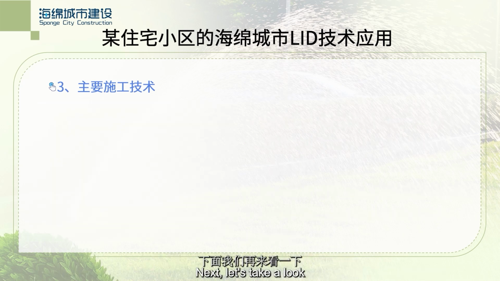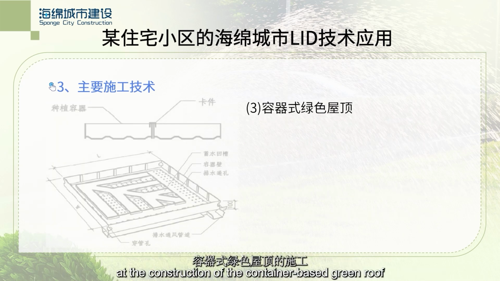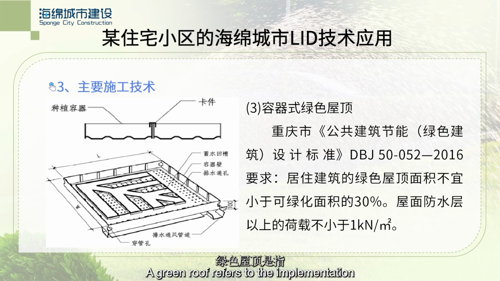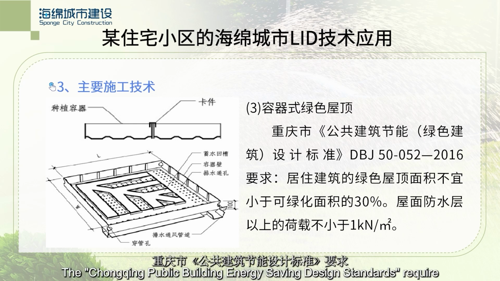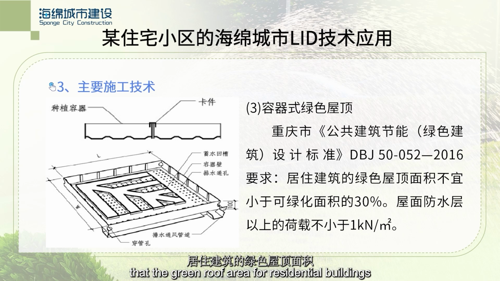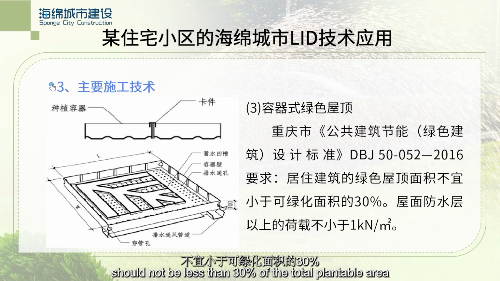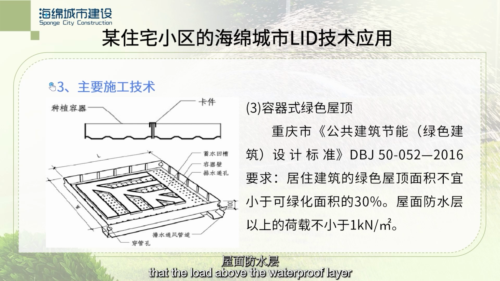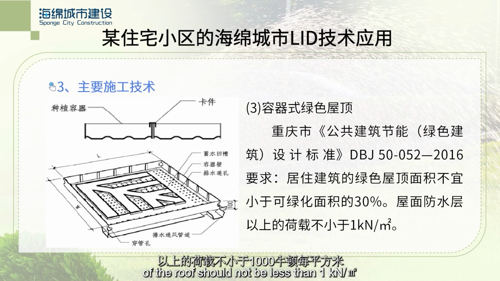Next, let's take a look at the construction of the container-based green roof. A green roof refers to the implementation of green planting on the roof of a building. The Chongqing Public Building Energy-Saving Design Standards require that the green roof area for residential buildings should not be less than 30% of the total plantable area. In addition, the building structural load code stipulates that the load above the waterproof layer of the roof should not be less than 1 kN per square meter.